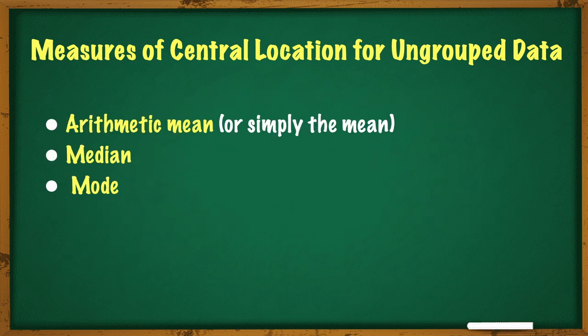The three types of measures commonly used to indicate the center of a set of observations are the arithmetic mean, or simply the mean, the median, and the mode.